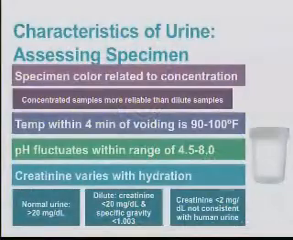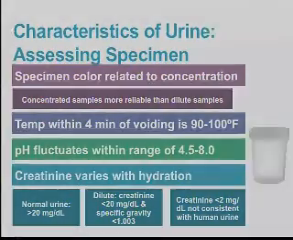The pH fluctuates in humans. It can be 4.5 up to about 8, 8.25, something like that. Creatinine varies with hydration, but there has to be creatinine in it for it to be human urine. A normal urine is greater than 20 micrograms per milliliter. It can be diluted down to less than 1.003.